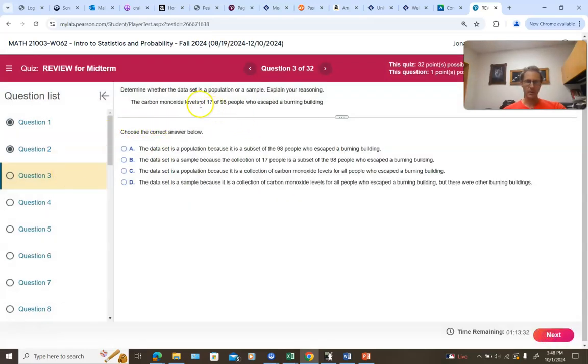And then number 3, same question. The carbon monoxide level of 17 of 98 people who escaped a burning building. I think this one's probably also going to be a sample, okay, because we're not checking the carbon monoxide level of all 98, but only 17. So I think it's a sample. And I'm going to go with choice B, which says the data set is a sample because the collection of 17 people is a subset of the 98 people who escaped a burning building.